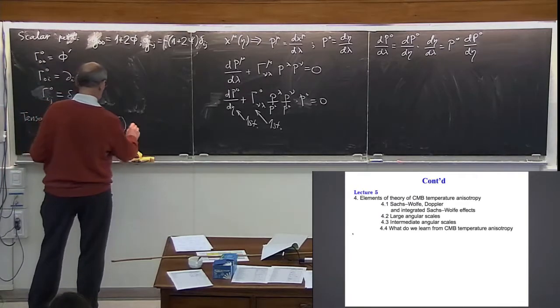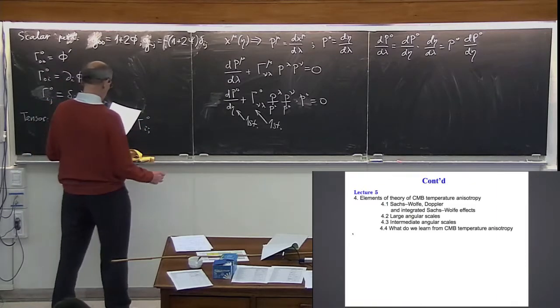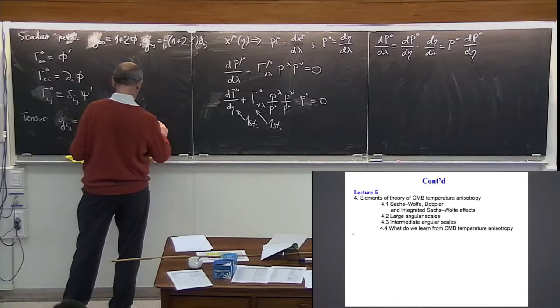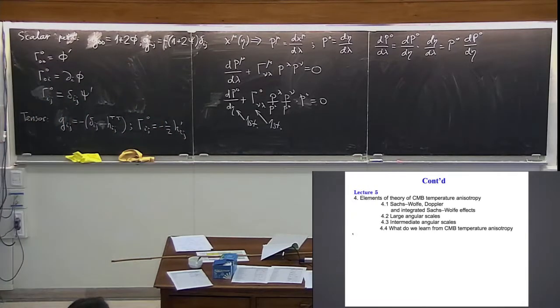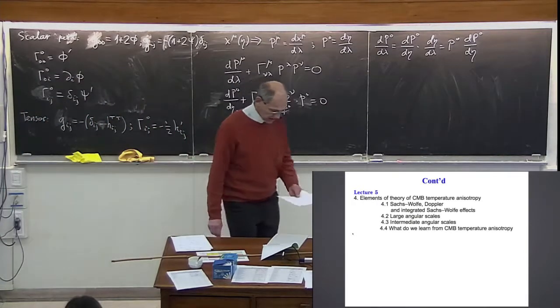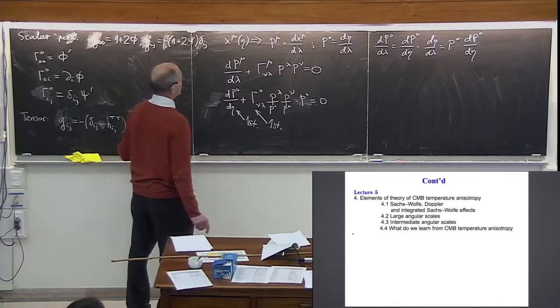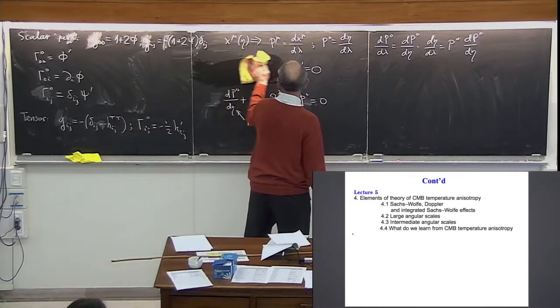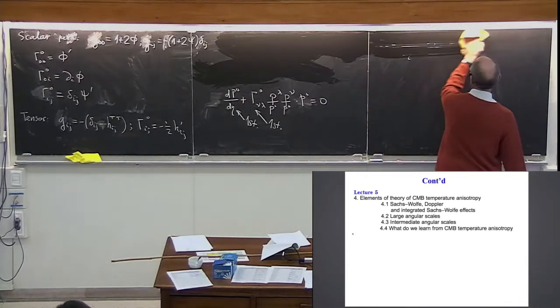So for tensor perturbations, we have gamma 0 ij is the only non-vanishing Christoffel symbol of interest, and it is equal to minus 1/2 of hij prime. Okay, I drop this notation. This is transverse traceless, but you understand that it's there. All right, so then we have this geodesic equation, which is now straightforward to write down explicitly.